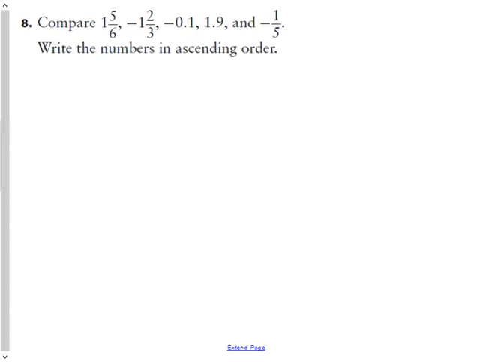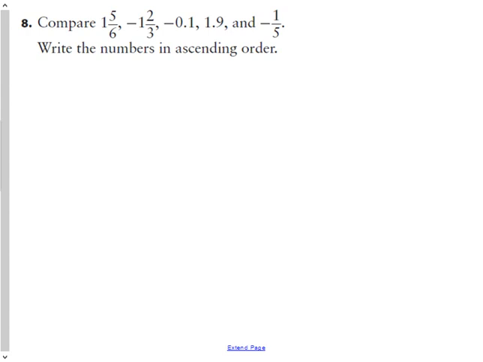Question 8 says compare these fractions and write the numbers in ascending order. So the first thing we're going to do is convert them all to the same format. We have 3 of them that are fractions, 2 of them are decimals. Brock will tell you that it's always easiest to change rational numbers to decimal form to compare them. So that's what we're going to do.